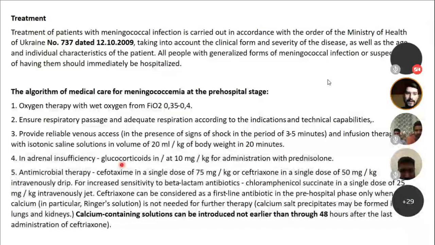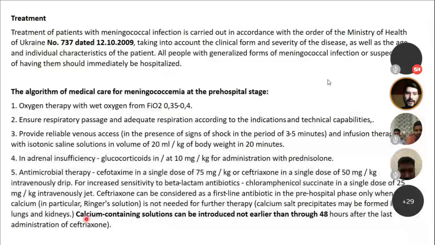Remember, the toxin is inside the cell, so we don't want to kill the bacteria immediately. What we want to do is give bacteriostatic antibiotics and bactericidal antibiotics. That's why we usually combine them. For those purposes, you have cefotaxime or ceftriaxone, okay? And we also use chloramphenicol succinate, okay? So usually it's a combined therapy of two antibiotics.